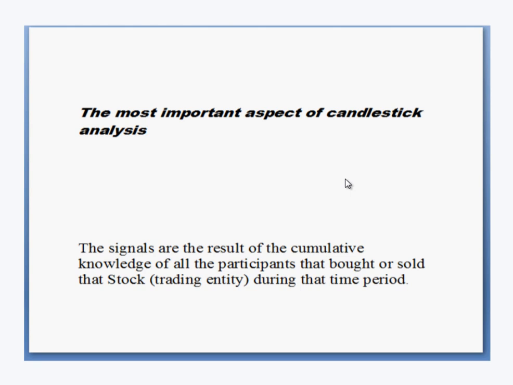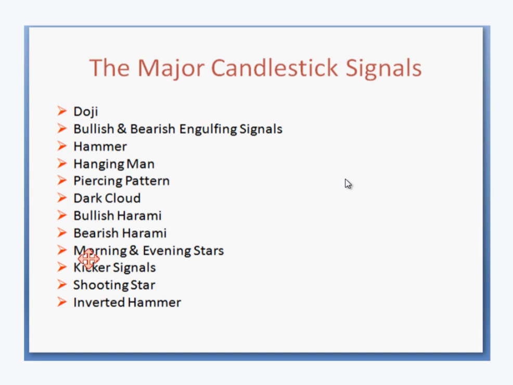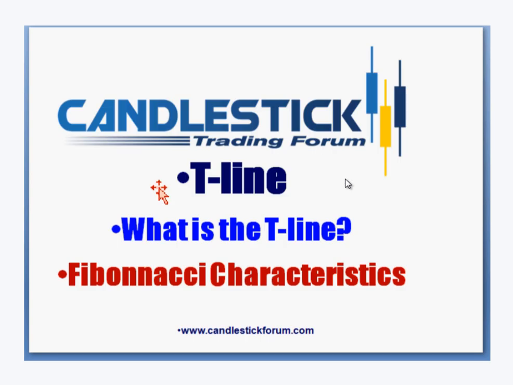So before I get started, the 12 major signals are these, and we're going to go through them real quick. But another element that has completely added to the success of trading in the right direction at the right time is what we call the T-line. The T-line is the 8 exponential moving average, and it's got Fibonacci characteristics.